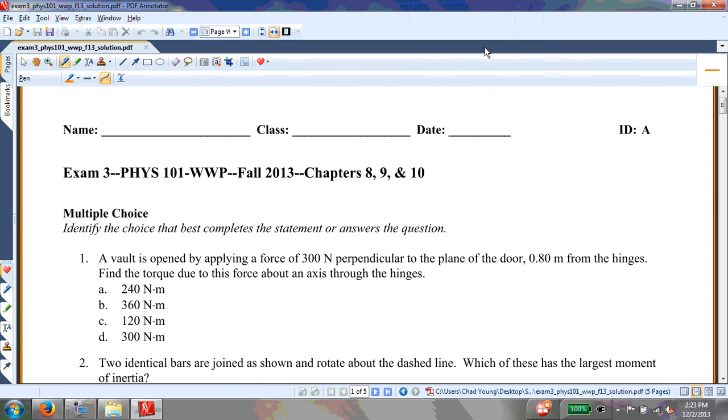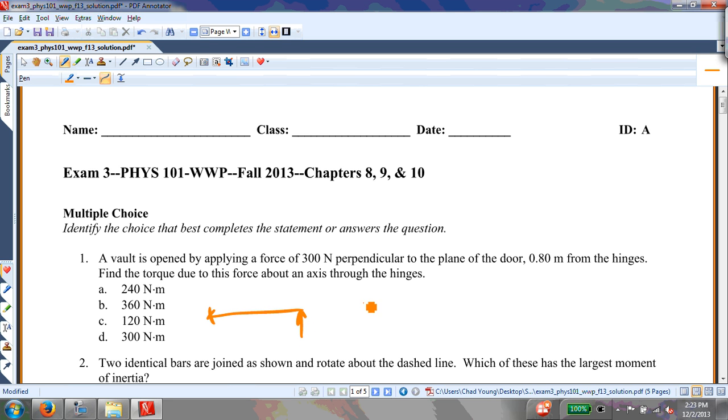All right, this is exam 3 for the online section of Physics 101, fall 2013. If a vault is opened by applying a force of 300 newtons perpendicular to the plane of the door, 0.8 meters from the hinges, find the torque due to this force about an axis through the hinges. So I have a door here, it rotates about here. I have a force that I'm applying here.